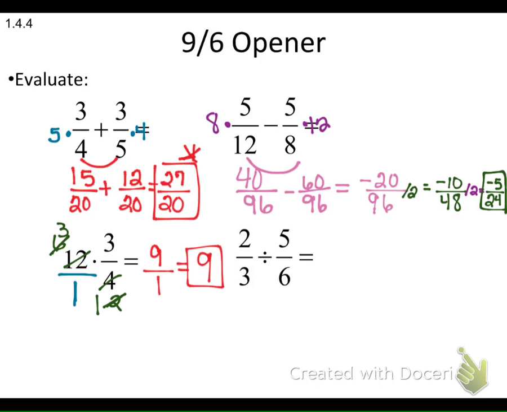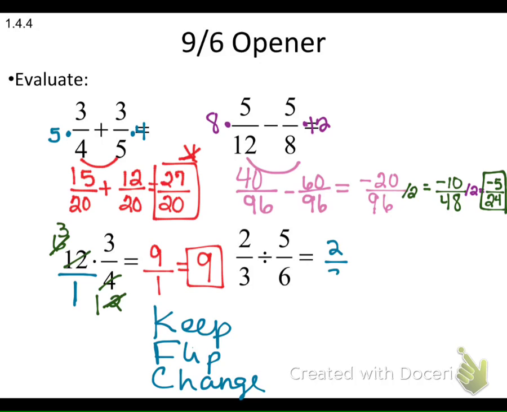All right, next one. The last one, and the one that we're going to take notes on here, is division. When you guys were with Carlos and Nimmons, they talked about KFC, right? We talked about keep, flip, and change. It's like Kentucky Fried Chicken. That's going to be our mnemonic device to help us remember what to do for division. So when we keep, we're going to keep that first fraction the same. Then we're going to flip this second fraction. So 5/6 is going to become 6/5. And the C stands for change. We're going to change the division sign to a multiplication sign.